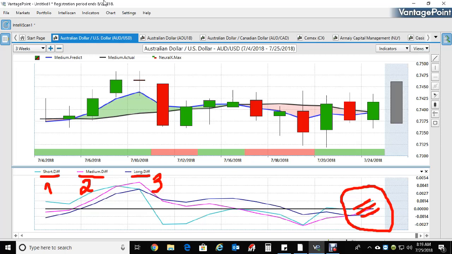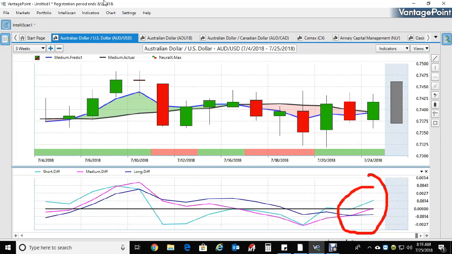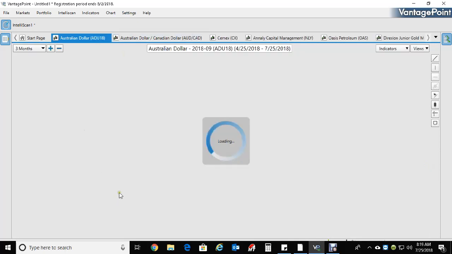So over here, we don't see that on this particular example. So this will be something that we would like to eliminate. Okay, so we're going to start doing the process of elimination. So we'll come and X out of it and go to the next chart.